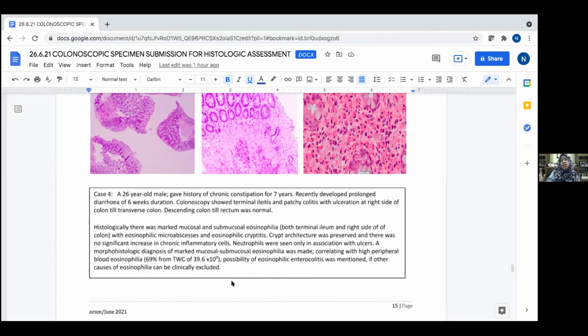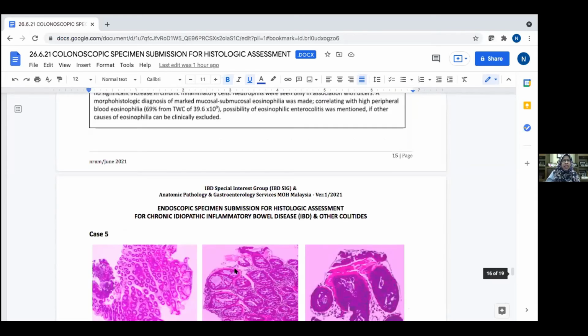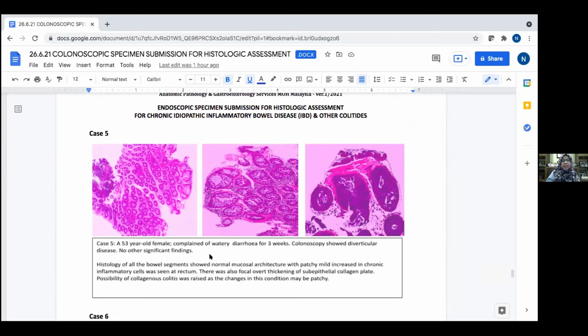If eosinophils are predominantly affecting the outer layers of the bowel wall, then patients tend to present more with chronic constipation. Okay, next case number 5 is a 53-year-old female complaining of watery diarrhea of 3 weeks duration.